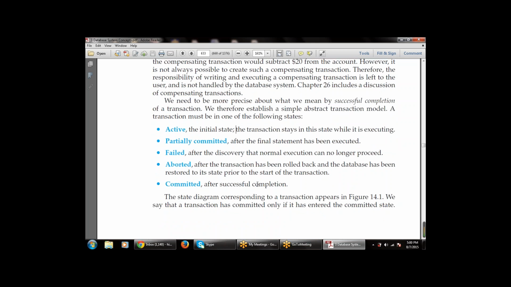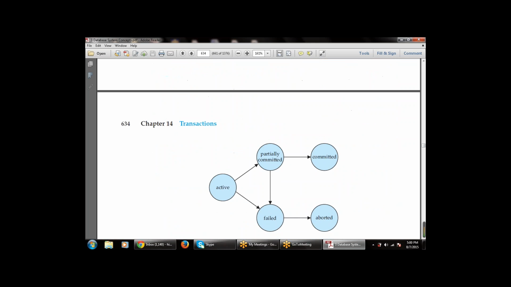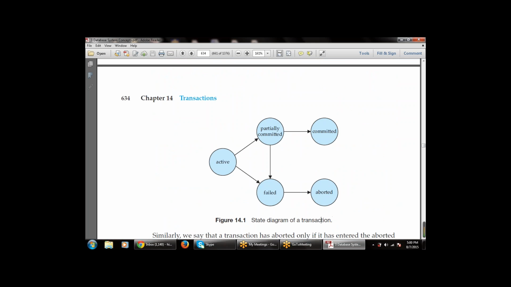This diagram shows how the transaction appears in transaction management. We say that the transaction has committed only if it has entered the committed state. This is the state diagram of a transaction. First there is active, then partially committed, then committed. From partially committed, it may go to failed, and then there will be an aborted transaction.